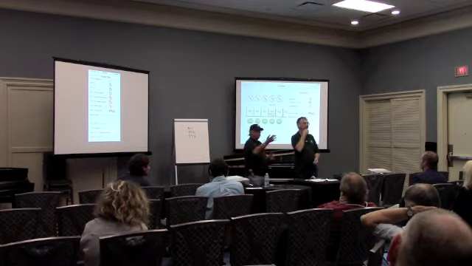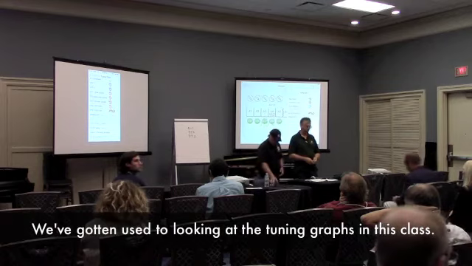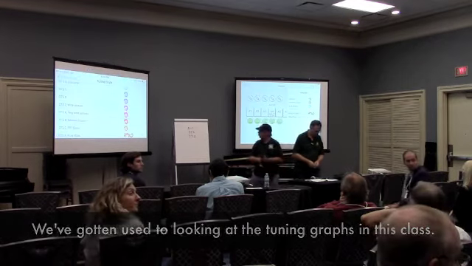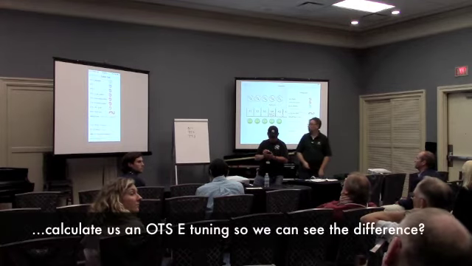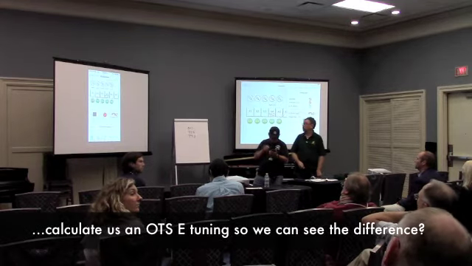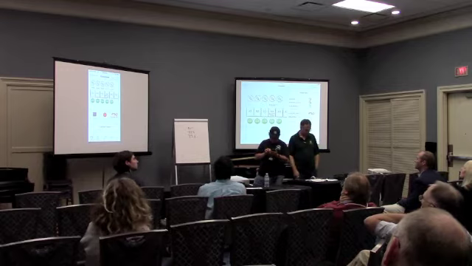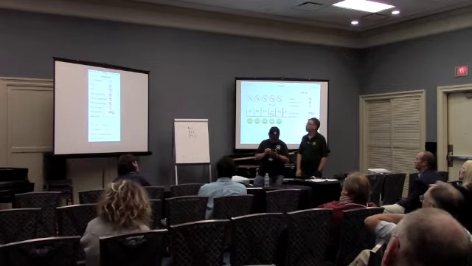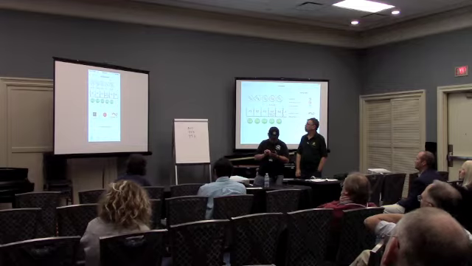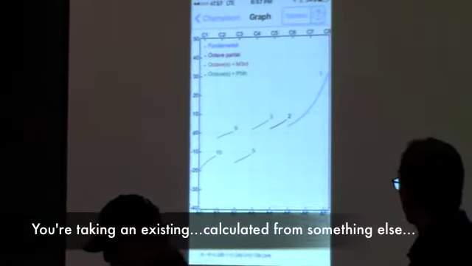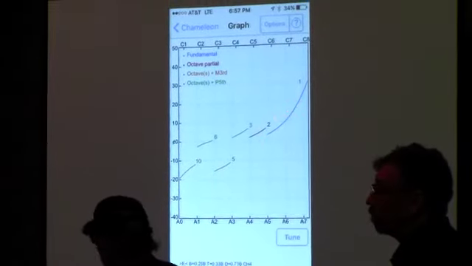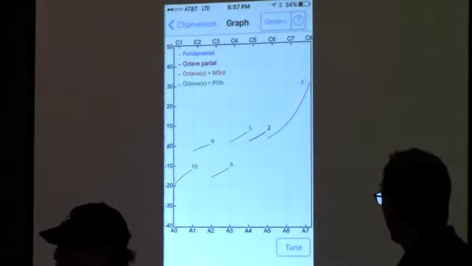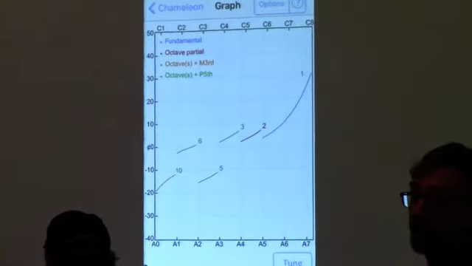Carl, we've gotten used in this class to looking at these graphs. With this Steinway beat that you recorded, can you calculate an OTSE tuning? Yes, sure, I can. It's right here, OTSE, and let's calculate it. No, I'm taking this Steinway B that I just did. Look how low that is.